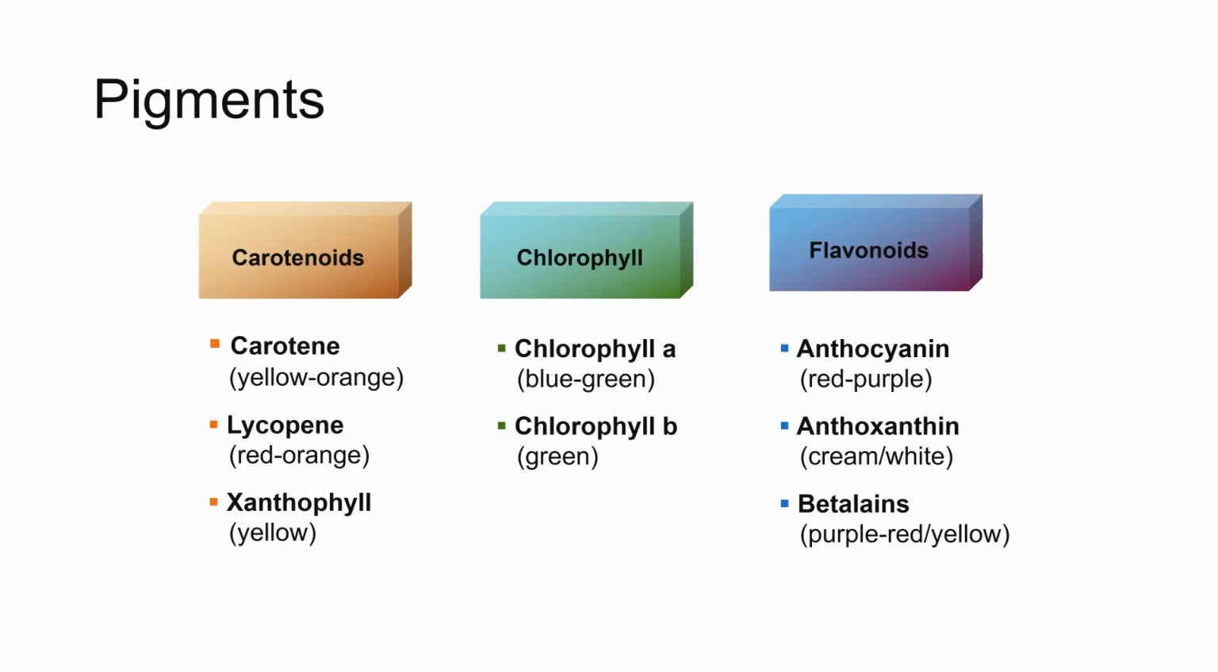Let's take a little bit closer look at carotenoids, chlorophyll, and flavonoids. So in the carotenoids, we have the yellow-orange color vegetables. We have in lycopene the red-orange. In xanthophyll, we have the yellow vegetables and fruits. In the chlorophyll category, this would be the blue-green and the green colors. And then in flavonoids, it would be the red-purple, think purple cabbage. Anthoxanthin, think cauliflower. Betalains, think beets.